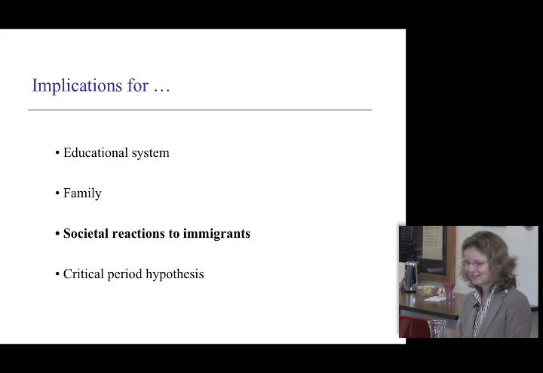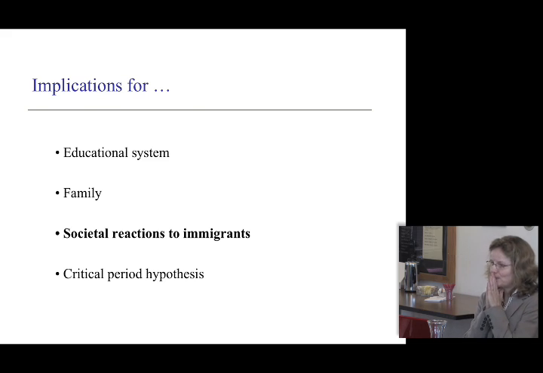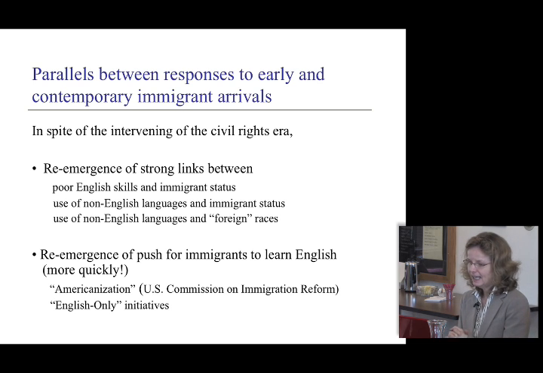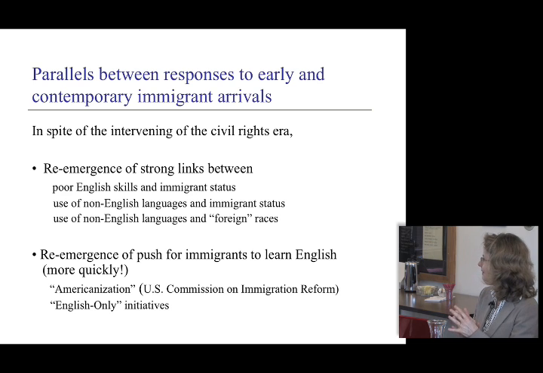Okay, now, societal reactions to immigrants. Now I'm going back to the beginning of the talk. Because of the large upswing in immigration in the last 20 or 30 years, and in spite of the intervening Civil Rights era, there has been a reemergence of strong links between poor English skills and immigrant status, the use of non-English languages and foreignness, and also some racialization attending the use of a non-English language. There has also been a reemergence of a push for immigrants to learn English more quickly.